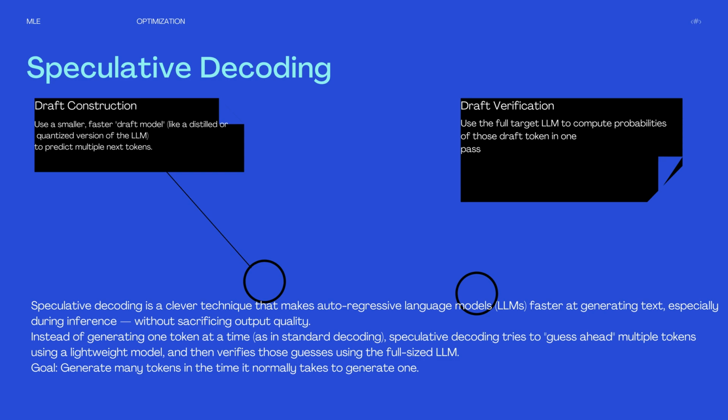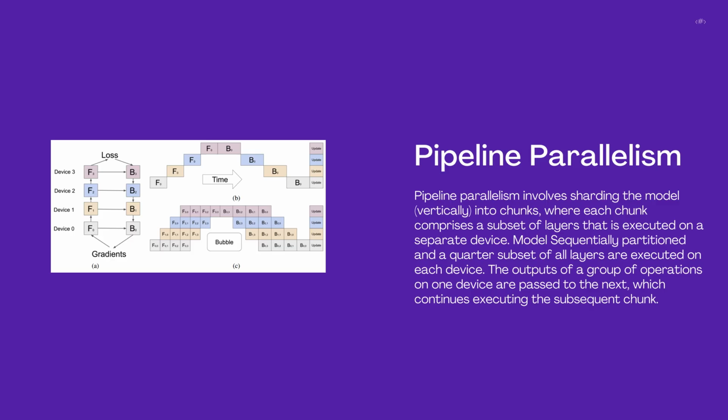Speculative decoding is a clever technique that makes autoregressive models generate text at a faster rate. Instead of generating one token at a time, speculative decoding tries to guess ahead multiple tokens using a lightweight model and then verifies those guesses using a full-sized LLM. There are two stages here. Draft construction, where you use a smaller draft model, like a distilled version or a quantized version of the large language model, to predict multiple next tokens. And once these tokens are generated, we verify them using the full target LLM to compute probabilities of those draft tokens in one pass.